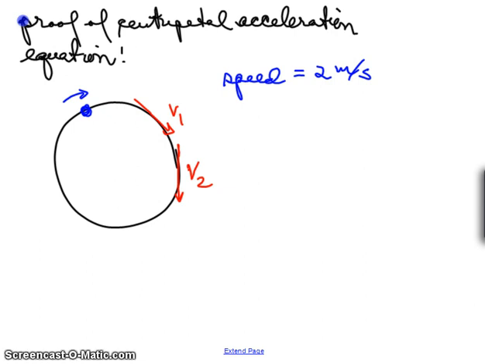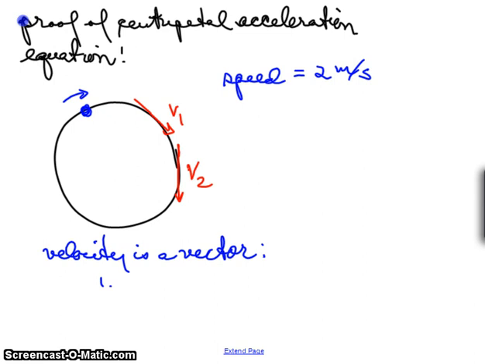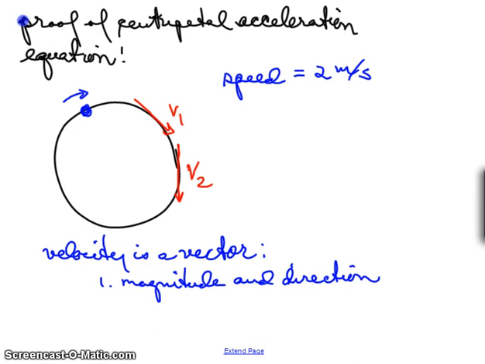Velocity is a vector. And vectors have magnitude and direction. So it has magnitude, that would be 2 meters per second, and it has direction, and you can see which way they're pointing. V2 is pointing straight downward, V1 is pointing into the fourth quadrant, if you will, or down into the right.